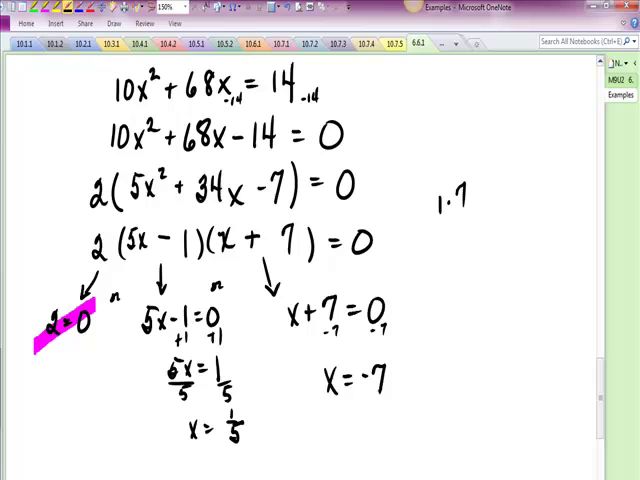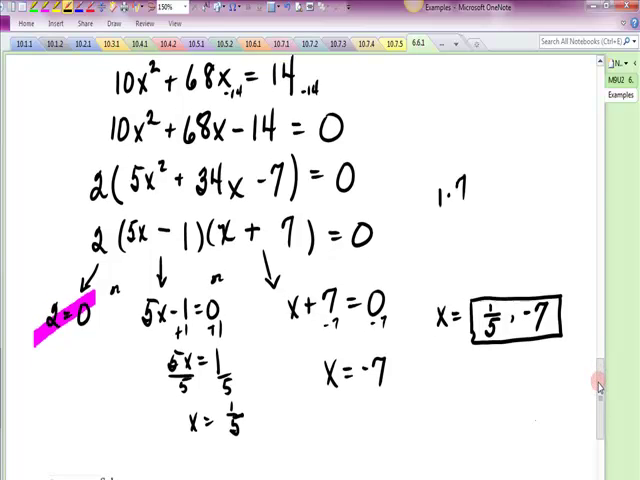Now be careful when you put these answers into MyMathLab. You'll have x is equal to, and you're supposed to separate these with a comma. If you use the fraction 1/5, make sure you get out of the fraction so that the comma is right there. A lot of people make the mistake of putting the comma and it ends up down there with the 5, and that is a mistake. And then the other one is negative 7. Okay.